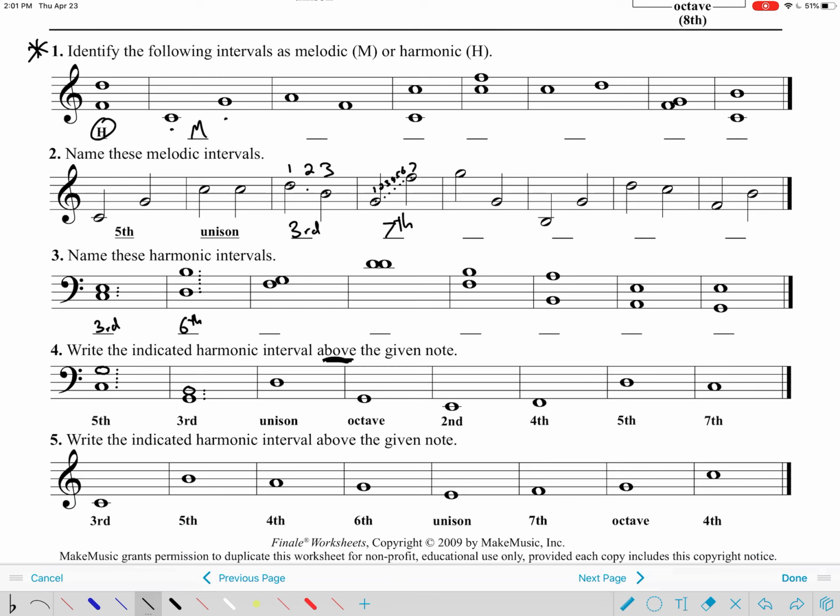Number 5, write the indicated harmonic interval above the given note. Same thing as number 4. Complete the rest of the worksheet.